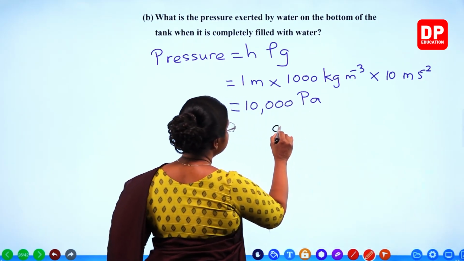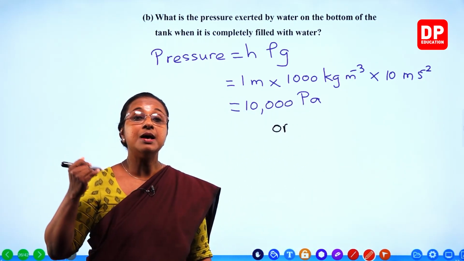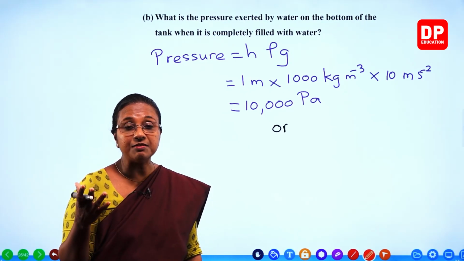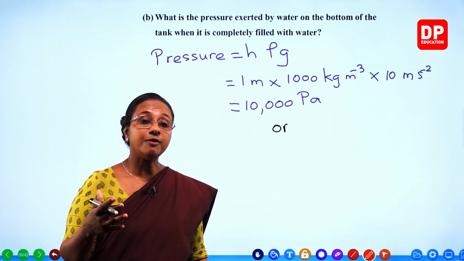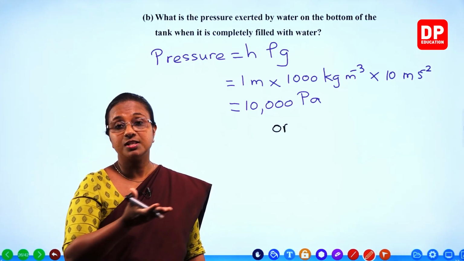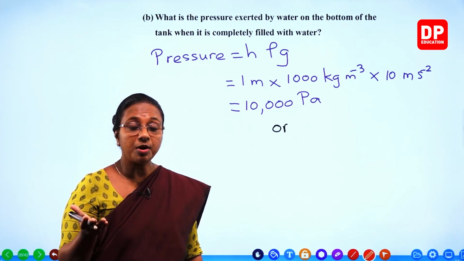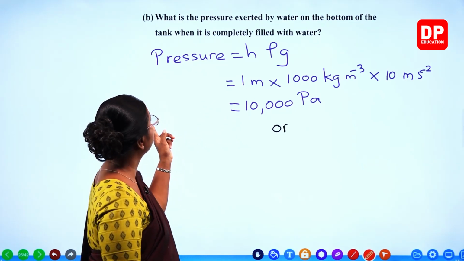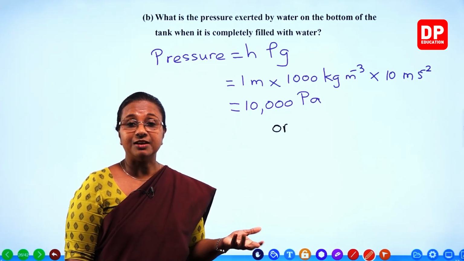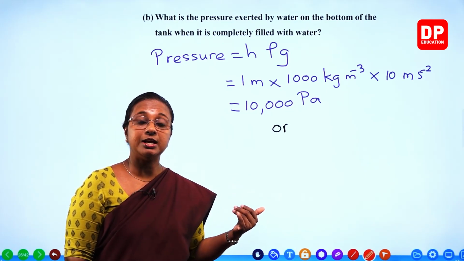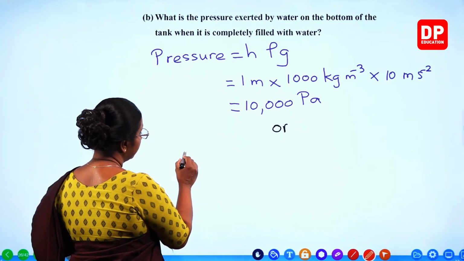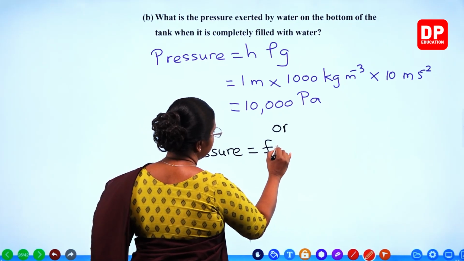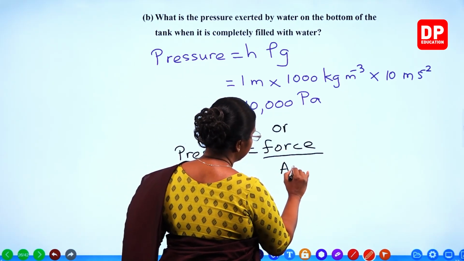Otherwise, what we can do is, we already calculated the mass of water. Now, if you have the mass of water, you can calculate the weight of water. Now, the weight of water is the force exerted on the area, that is the bottom of the tank. So, we need to find the pressure that is exerted by water on the bottom of the tank. To calculate that, we can also use the equation pressure equals force divided by area.